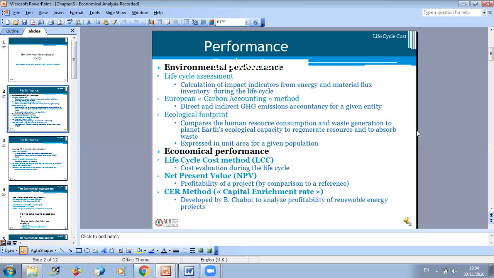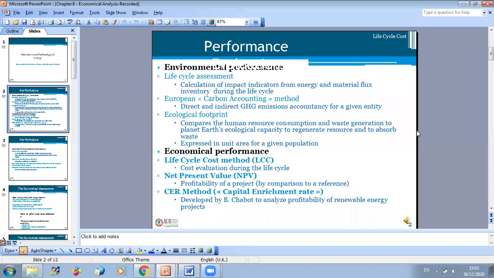So it will not look just at the current case, but at what will be the effect on future generations. And it's expressed in unit area for a given population. This is for the environmental performance. In this chapter, we will not go into details on the environmental performance. We will look at the economical performance.